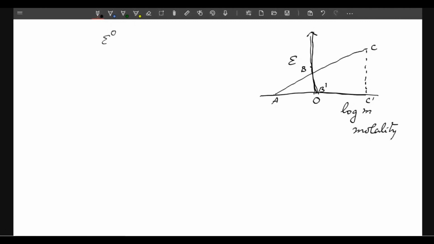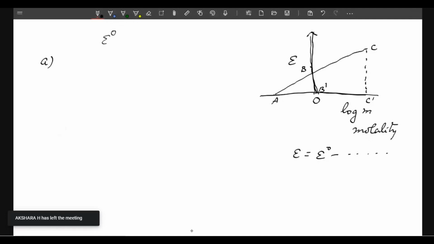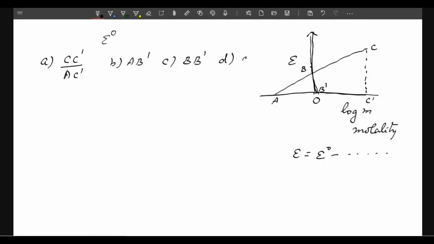Last class we have seen that epsilon is equal to epsilon naught minus something, according to the Nernst equation. With respect to that equation, a problem is given. What is the epsilon naught value? You have to give the answer. The options provided are: A, C prime divided by AC prime; B, AB prime; C, B prime; and D, C prime. Which is the correct answer?